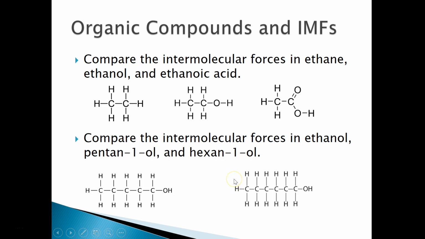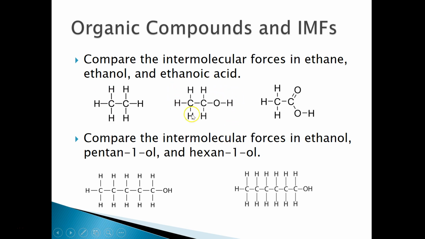All right, now comparing IMFs in organic compounds. If we compare the IMFs between ethane, ethanol, and ethanoic acid. Now, it's really important to note that intermolecular forces are additive. In other words, when you look at a molecule, you have to combine all the different intermolecular forces that we have in the molecule. So if we look at ethane, these are all nonpolar bonds, and so this is a nonpolar molecule, so it has London dispersion forces.